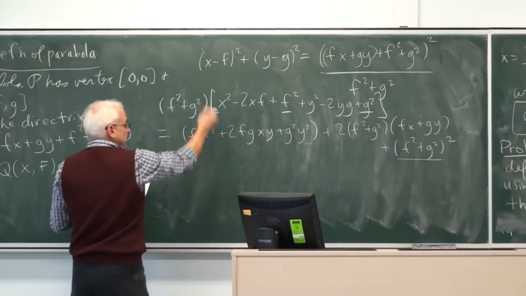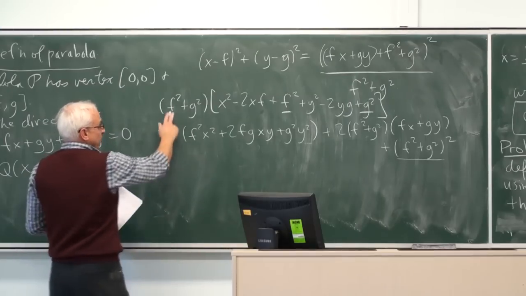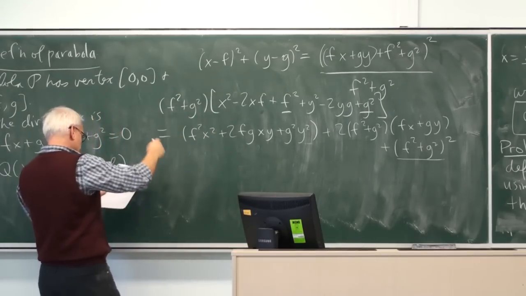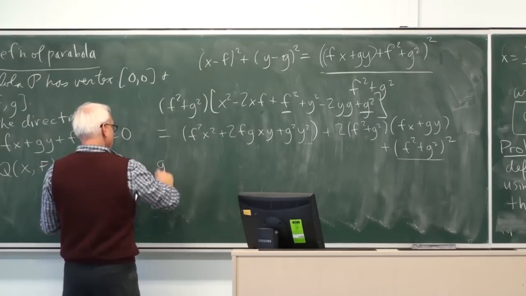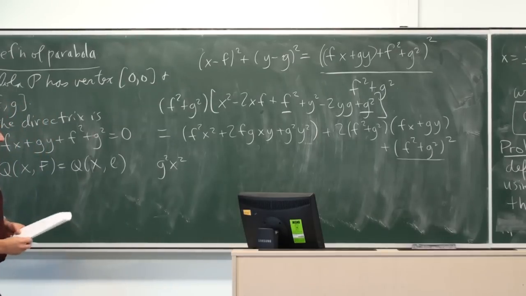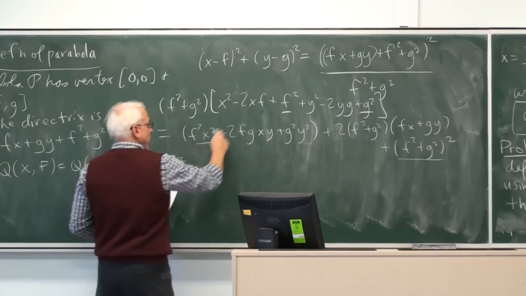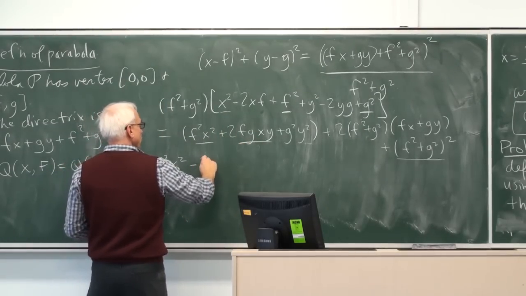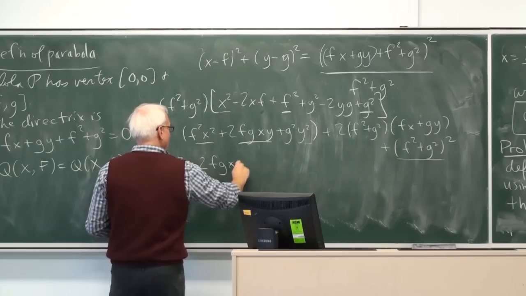When we bring all the x squareds to one side, here we have x squared times f squared plus g squared, and here we have f squared. So when we bring it to the other side, we're going to get g squared times x squared. The terms involving x and y, there's only this term. When we bring that to the other side, there will be a minus 2fgxy.